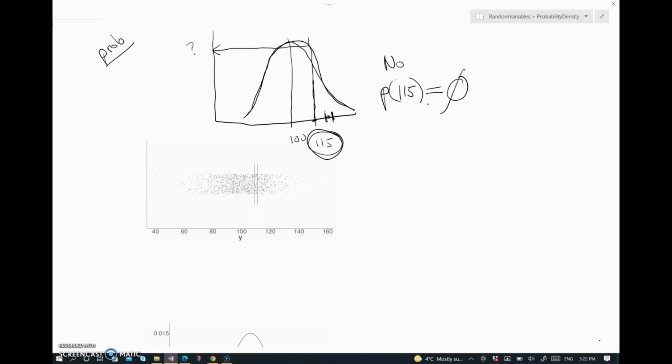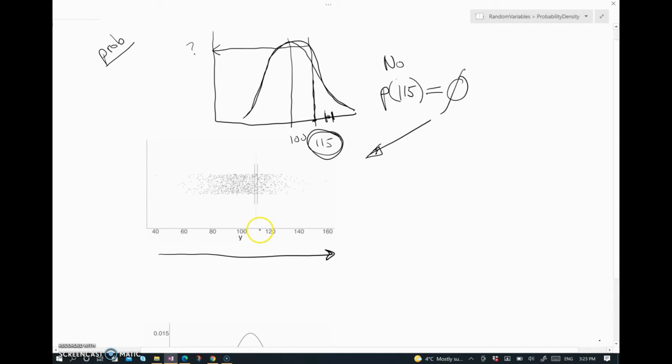Well, you've got in your lecture notes a figure that looks like this. Down here on the horizontal axis, we've got different values of the random variable y, and it goes from about 40 to 150. Each one of these dots represents a separate observation. There are 1,000 observations, and I've just put in a little bit of scatter to make it easy to see.